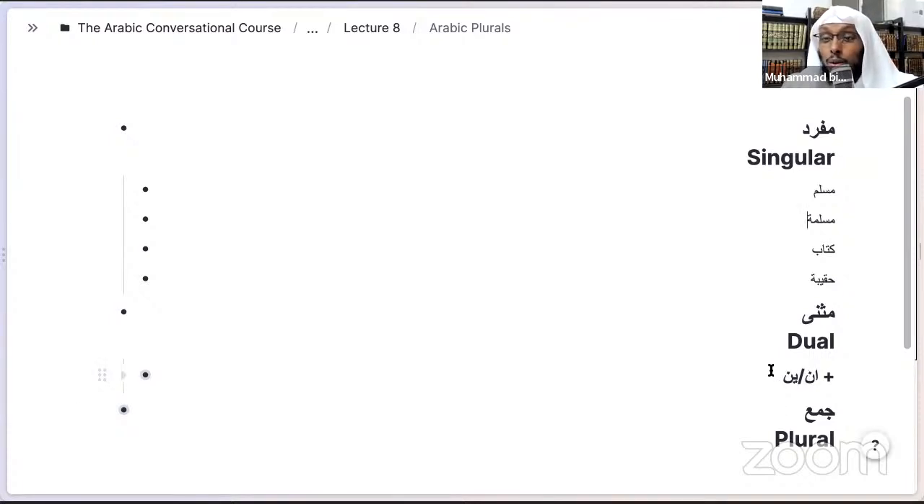When do you add alif and noon? When do you add ya and noon? The simple answer is that alif and noon corresponds to the dhamma. So if that word is meant to have a dhamma, you add alif and noon. When is it meant to have a dhamma? If it's mubtada, if it's khabar, if it's fa'il, the doer. So for example, hada muslimun, then two of them would be hadani muslimani. Hadhihi muslimatun, hatani muslimatani.